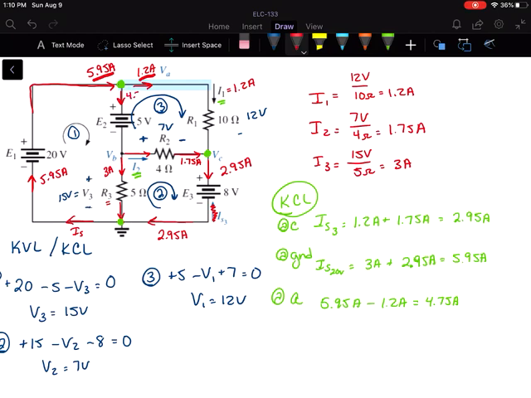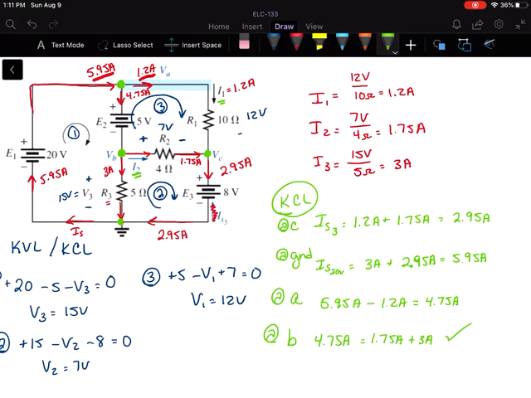Okay, so 4.75 amperes. And just to check, there's one node that we haven't looked at, and that's B. So we've got 4.75 amperes coming into B, and then the other currents are leaving, so they should be on the other side of the equation, 1.75 and 3. And if we have done everything right, these should be equal. 4.75 equal to 1.75 plus 3. They are equal. Therefore, we have done something right in working out this problem.